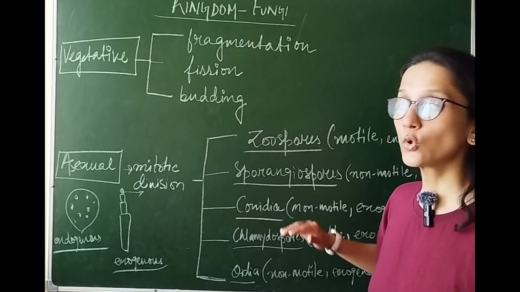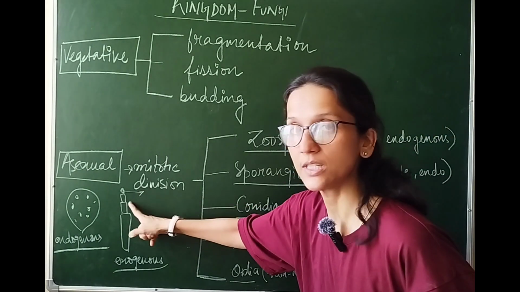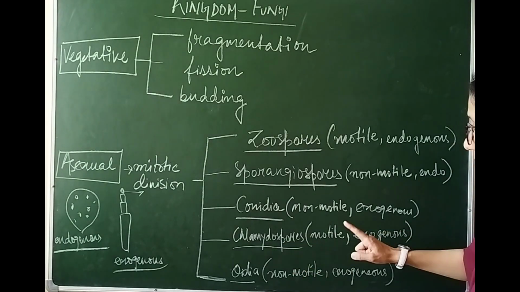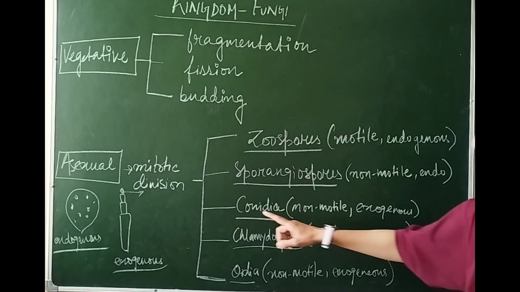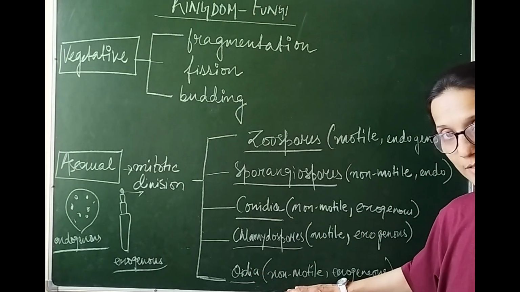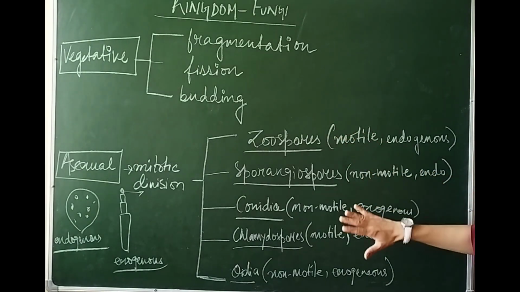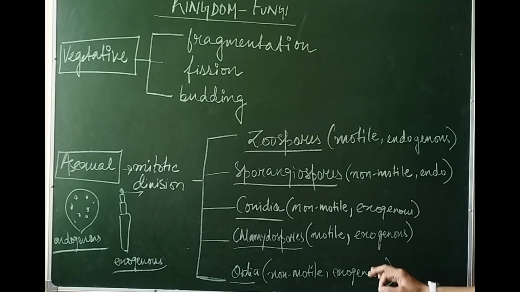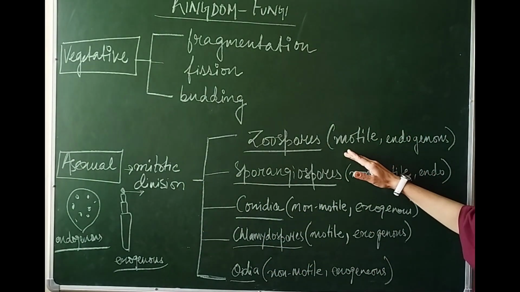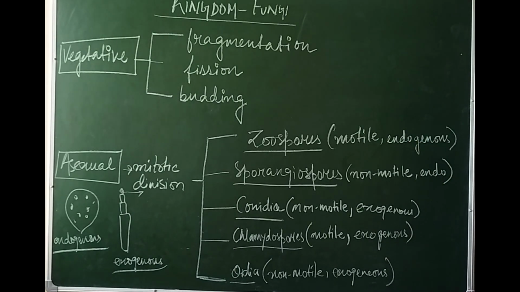The third category, Conidia. Conidia are non-motile, but they are exogenous in nature. Fourth category, chlamydospores. Chlamydospores are motile, but they are exogenous in nature. And the last one is Oidia. They are non-motile and they are also exogenous in nature. So we discussed 5 different kinds of spores, asexual spores, which are produced after mitotic division, and we know कि इनमें से कुछ motile हैं, कुछ non-motile, कुछ endogenous in nature है and कुछ exogenous in nature.